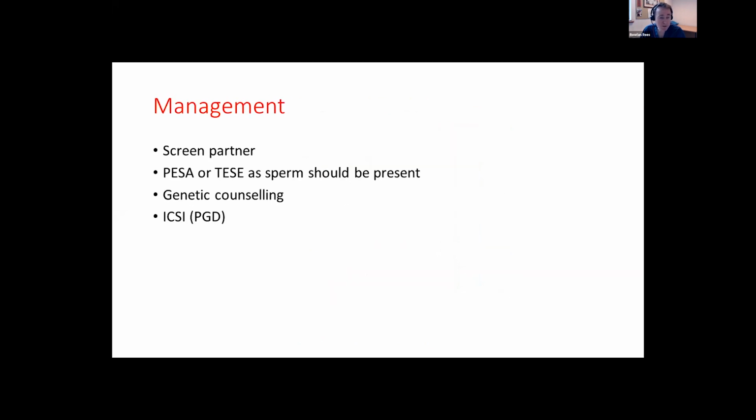The key thing with the cystic fibrosis gene carrier group is that the partner is also screened, because if she is a carrier, then obviously there is a chance of offspring being fully affected with cystic fibrosis. Because it's an obstruction, a PESA or a random biopsy would usually suffice, and pre-implantation genetic diagnosis is possible for these couples.